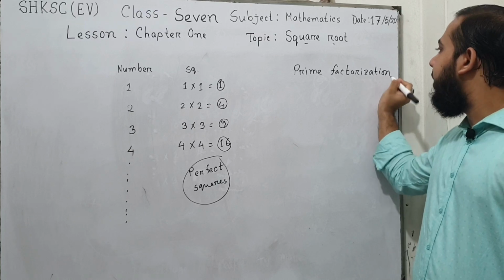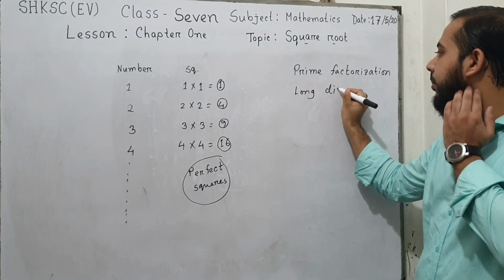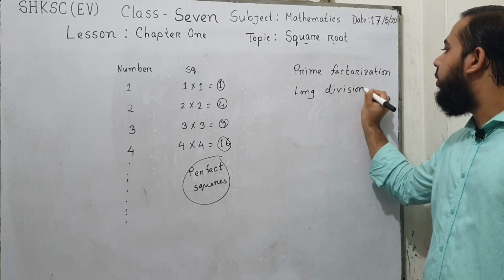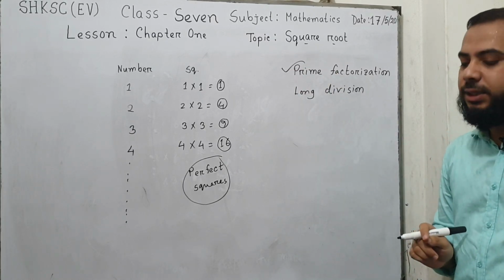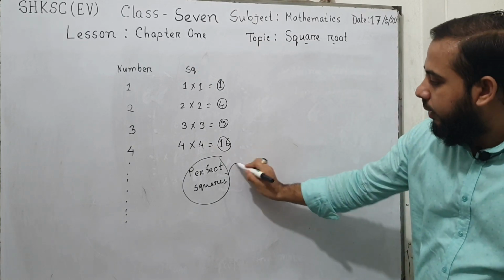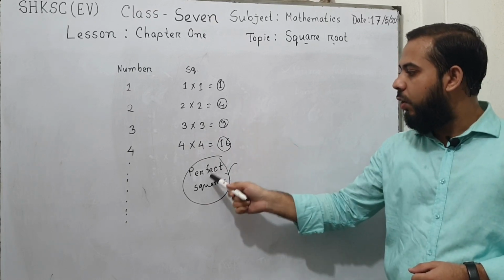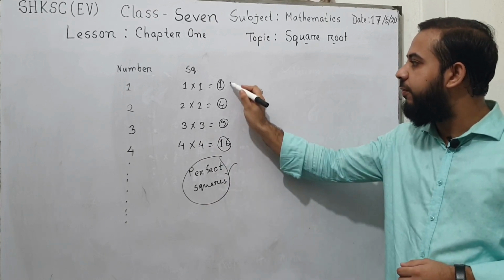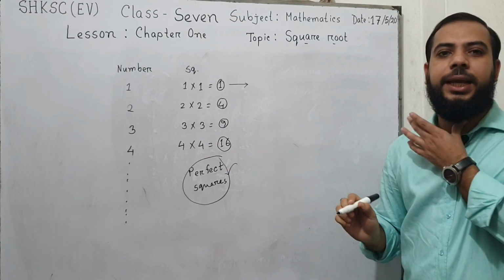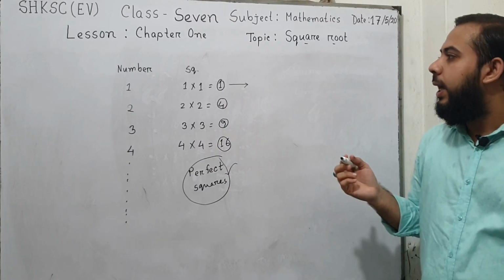And another one is the long division method. Today we will discuss the prime factorization method only for finding square roots. So again, I would like to remind you why these squares are called perfect squares: if we find the root, we will get another integer.